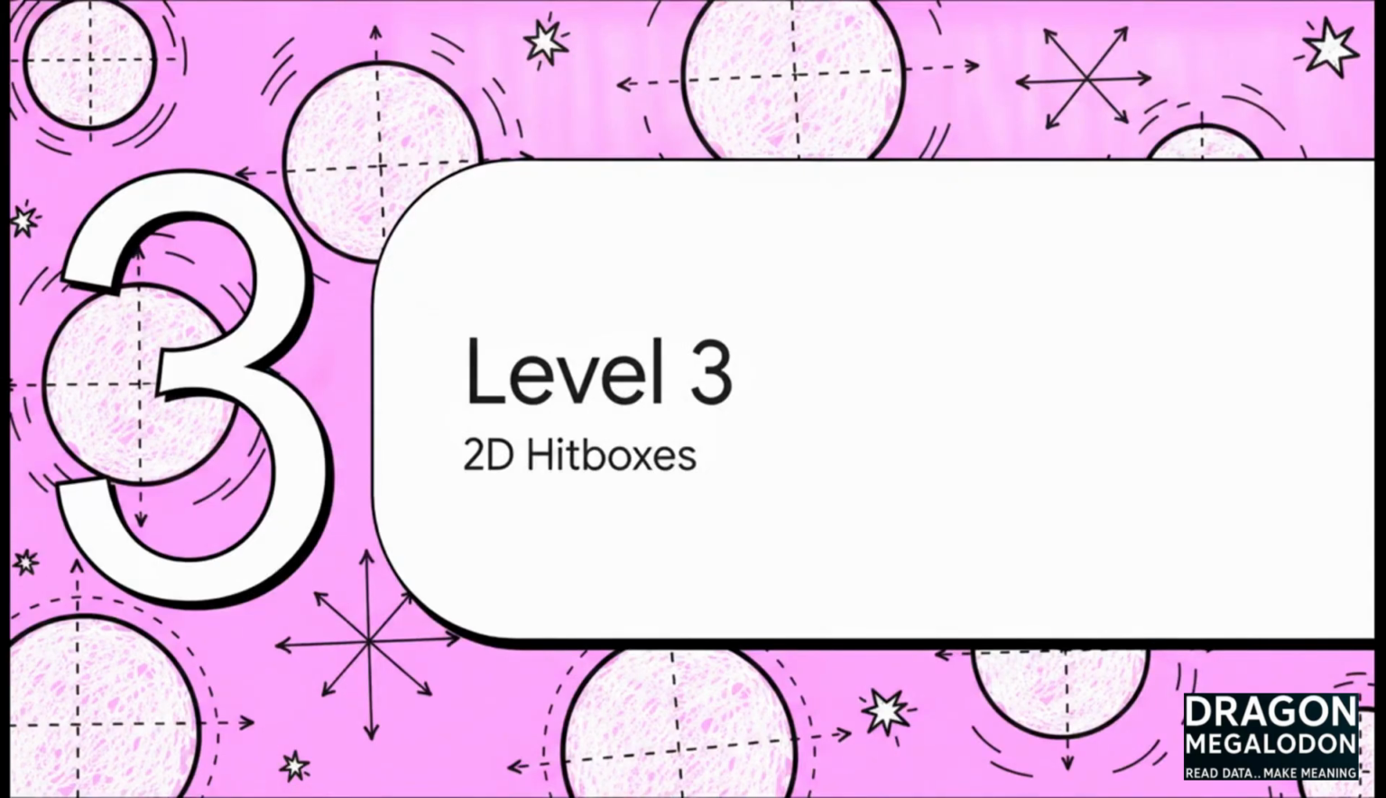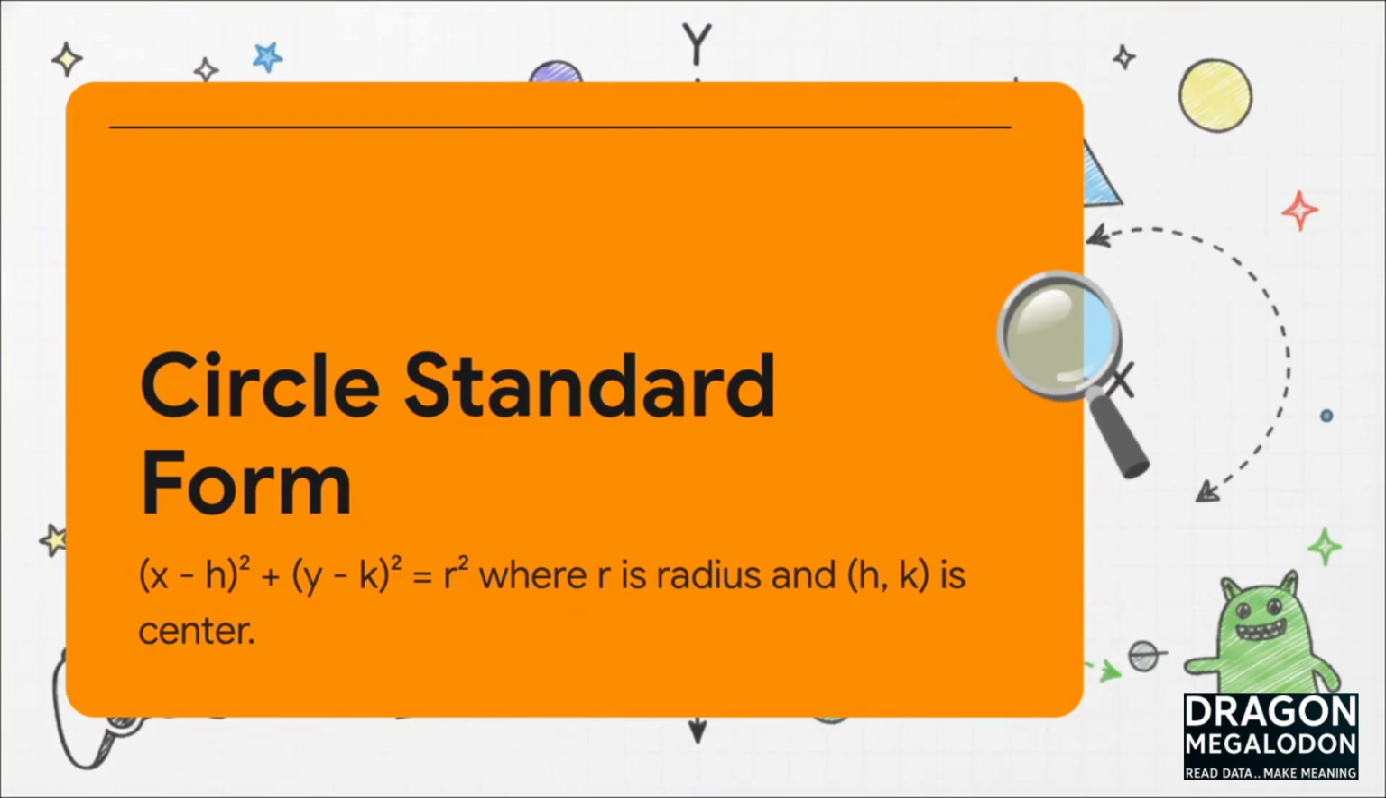All right, level 3, programming 2D hitboxes. So linear math is solved, but games aren't just straight lines, right? We need to define circular areas. Think like a blast radius or a zone of control. Now the standard form of a circle is x minus h squared plus y minus k squared equals r squared. In this particular syntax, r is our radius, and h and k represent the x and y coordinates of our center point. Notice how similar this looks to our previous code.